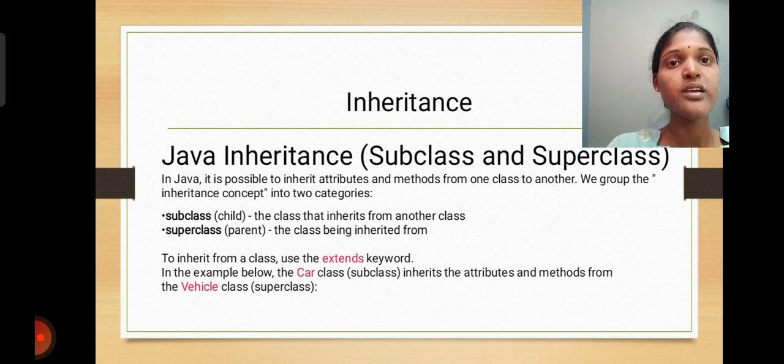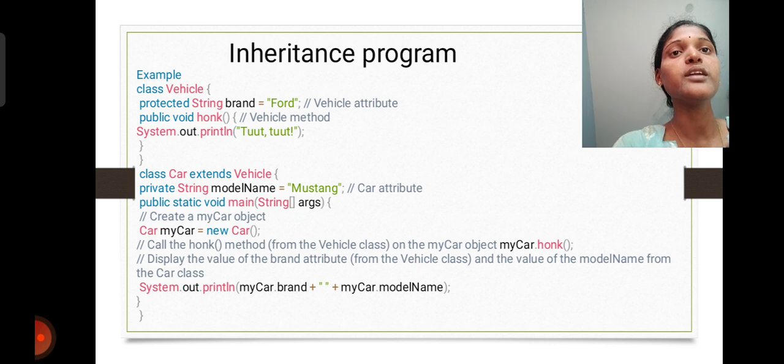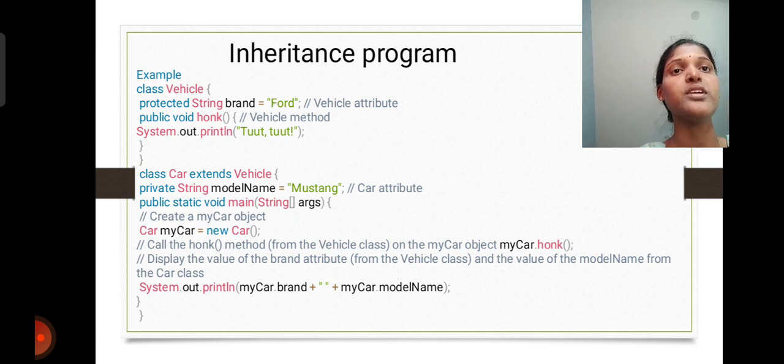Inheritance uses the extends keyword in a subclass. Car and Vehicle: the Car class is the subclass and Vehicle is the superclass. It is a small example of an inheritance program where the class created, Vehicle, is the superclass.